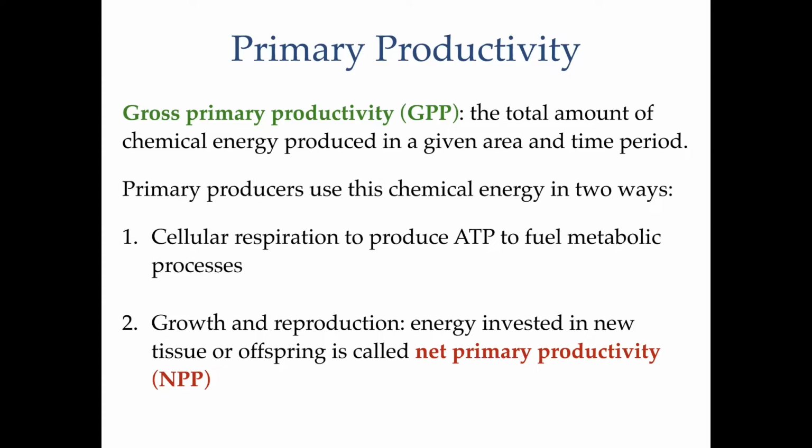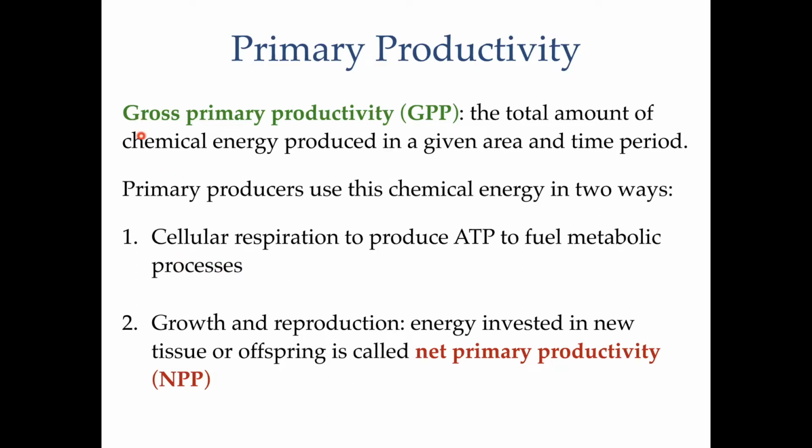So when we have this gross primary productivity as a whole, we have to discount, or actually the primary producers are going to use part of this gross primary productivity for cellular respiration to produce the ATP, which is going to fuel the metabolic processes. So everything that the body needs in order to be alive.